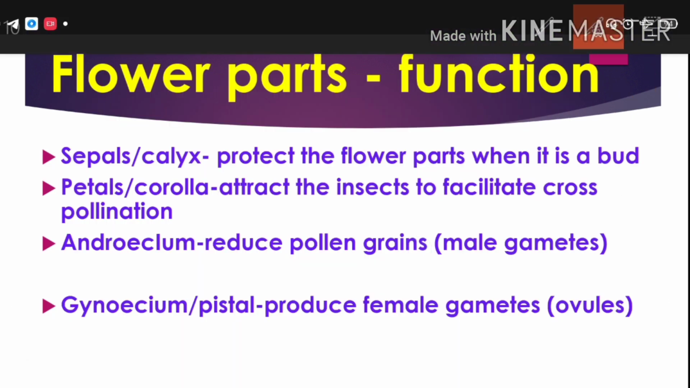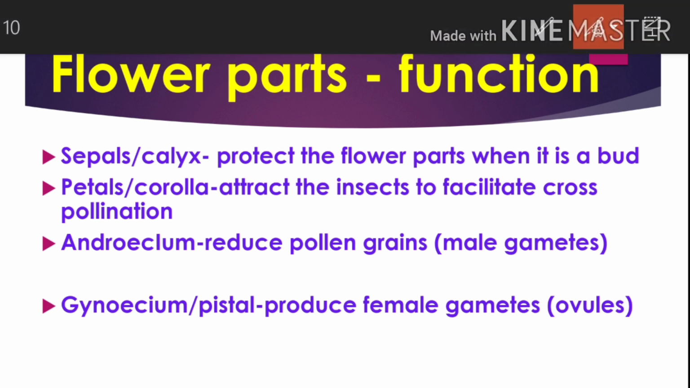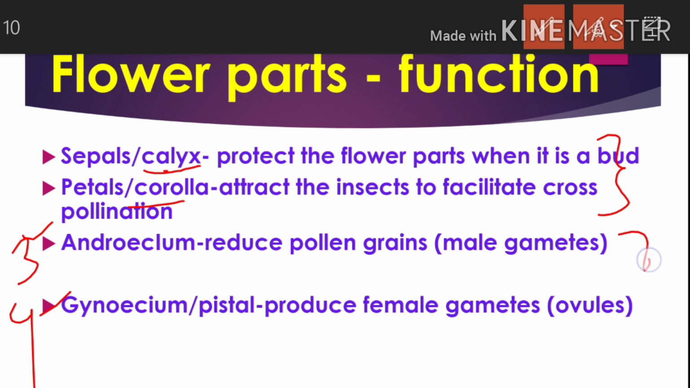Next, the first whorl contains calyx. Calyx means the sepals. So calyx and corolla, these two will be called non-essential or non-reproductive parts in the flower. That means they indirectly participate in the reproduction, that means formation of seeds. And the third whorl and fourth whorl contain androecium and gynoecium.